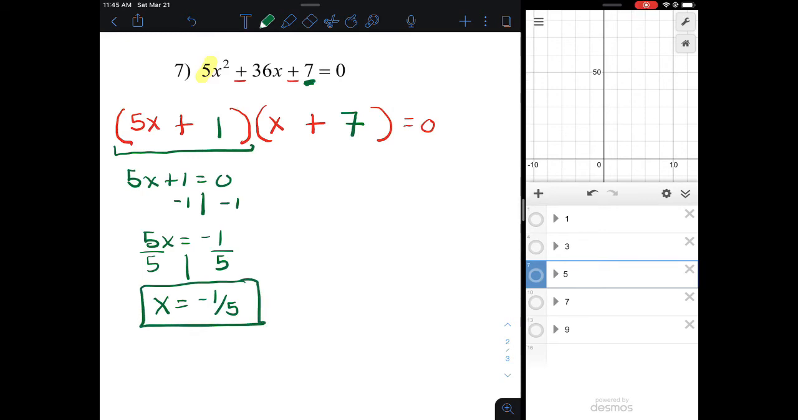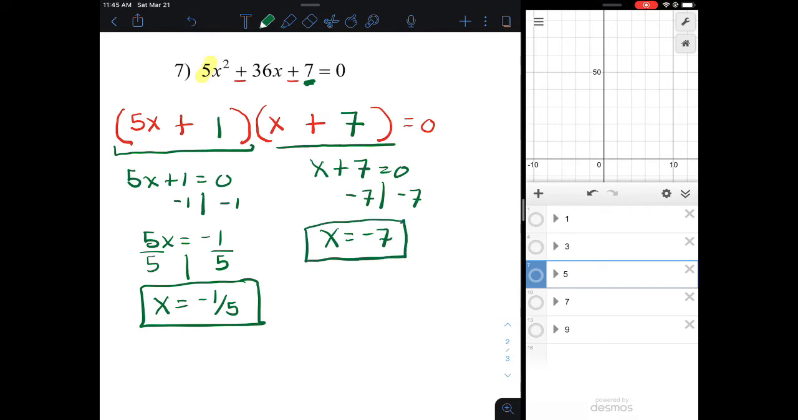And then we also need to solve for the 0 of the second factor in this product, which would be if I made the x plus 7 equal 0. And so I'd subtract the 7 to the other side, and that would give me x equaling -7. And so the two values of x that would make my original problem equal 0 are -7 and -1/5.